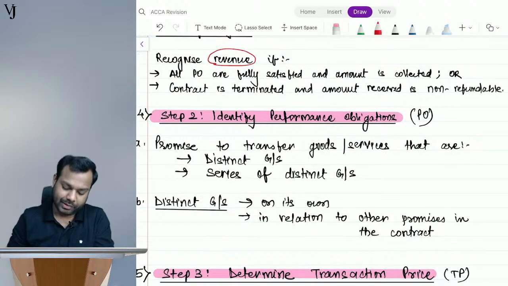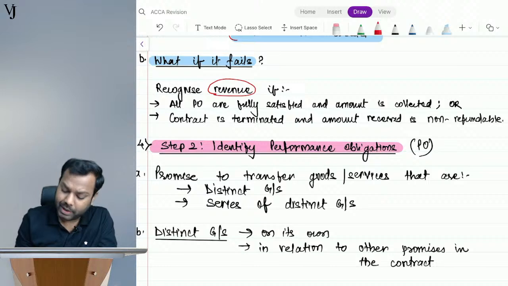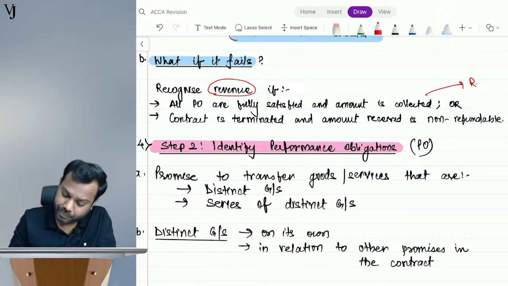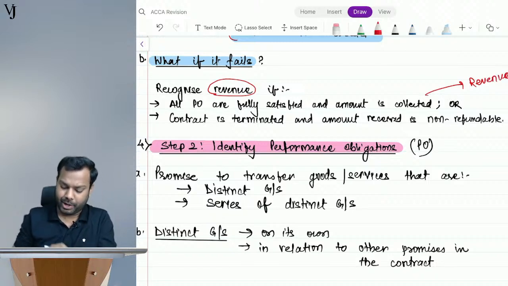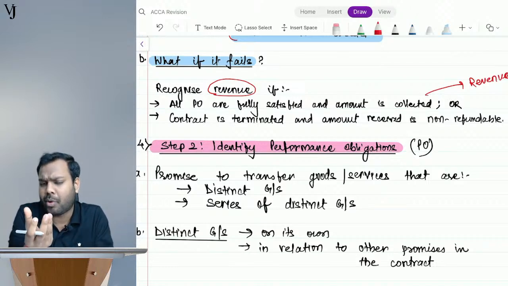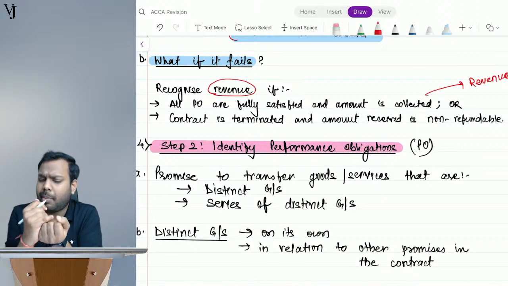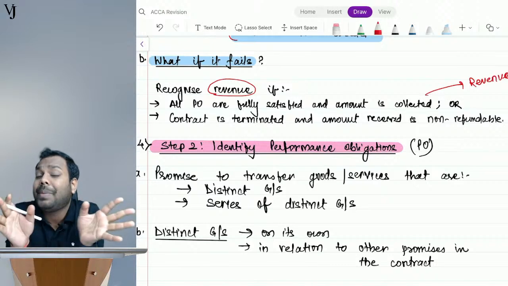Okay, understand? This is the first point: if the contract is wholly satisfied and the amount is fully collected, you can recognize revenue. Now, the second point. The contract is terminated and you have received some amount which is not refundable.